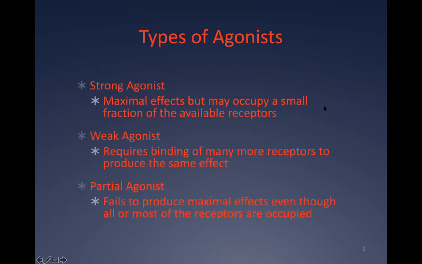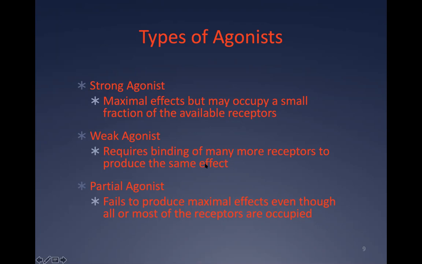Let's cover these 3 points, and then we're going to take our first break this morning. So a strong agonist, when we talk about a drug being a strong agonist, basically what it means is that we get a real strong effect or a maximal effect, but it only occupies a small number of the receptors, okay? The reason for that is because a strong agonist binds to those receptors and keeps stimulating them for a longer period of time, okay? Whereas a weak agonist is one that takes a lot of receptors for it to get an effect.